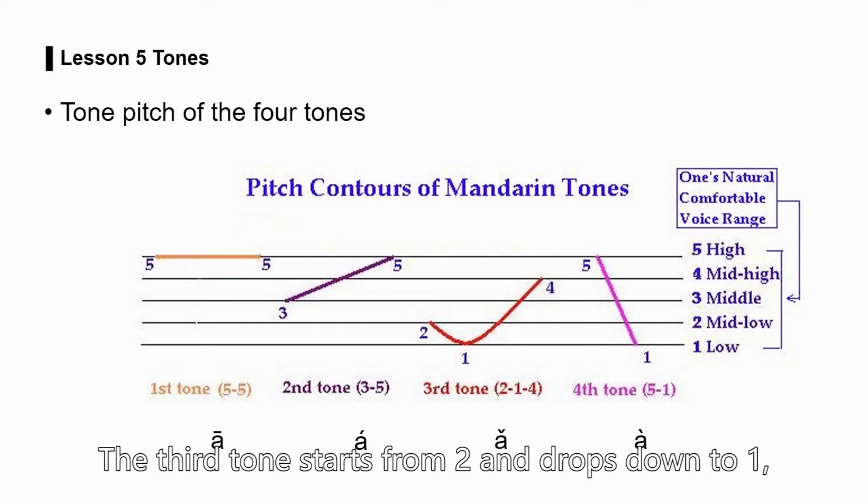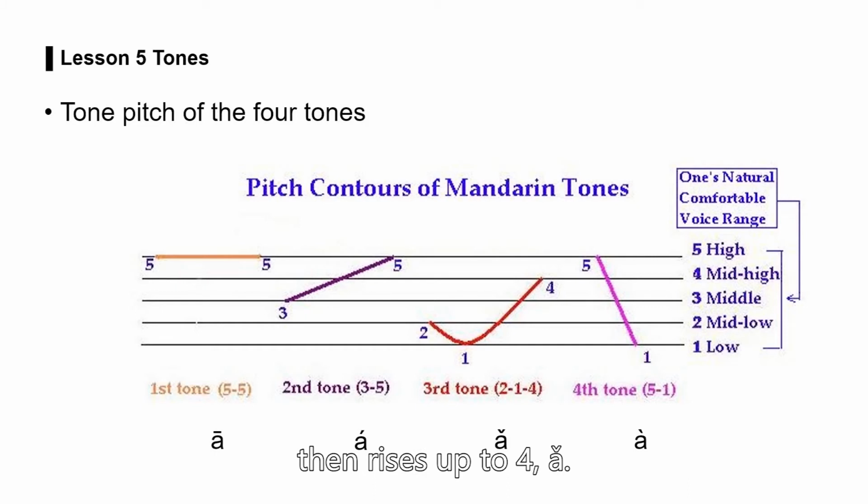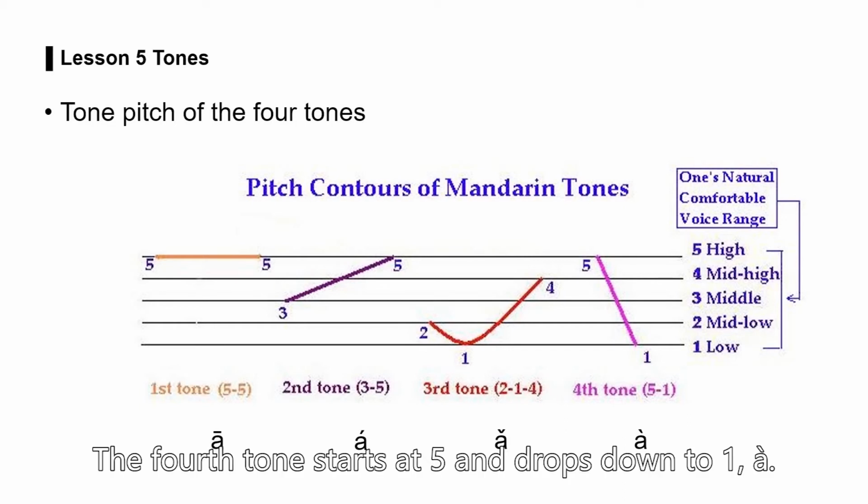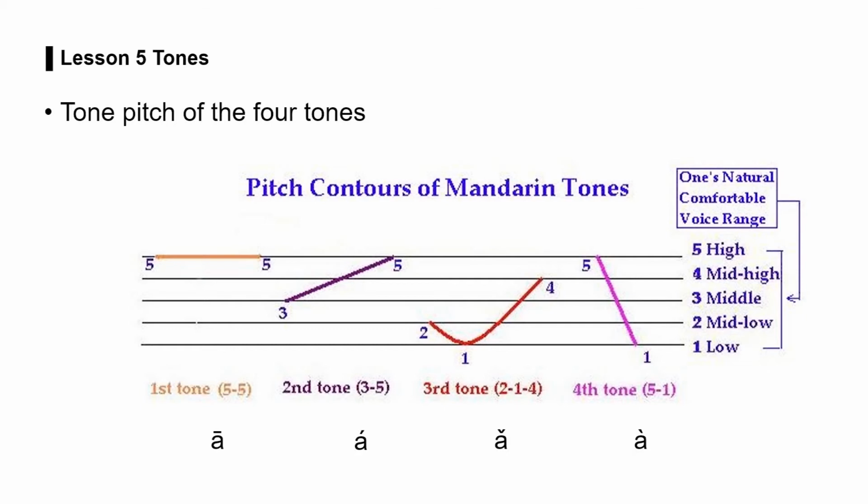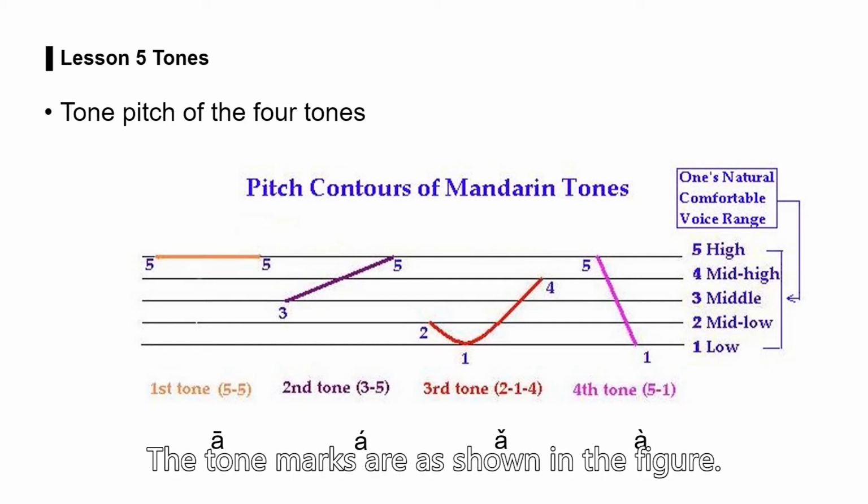The third tone starts from 2 and drops to 1, then rises up to 4. The fourth tone starts at 5 and drops down to 1. The tone marks are as shown in the figure.